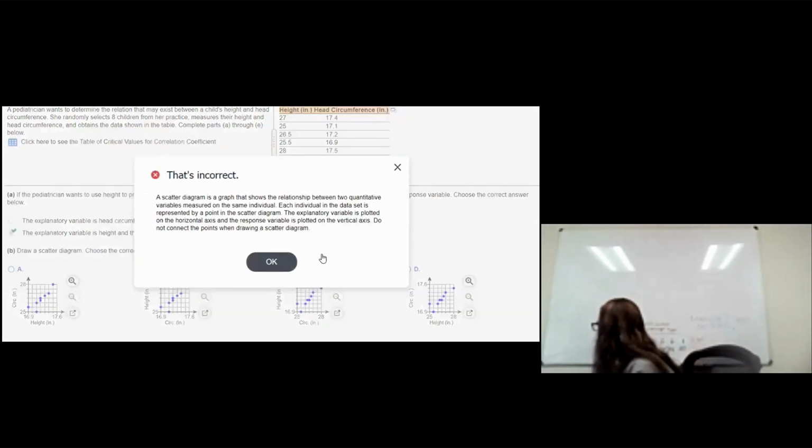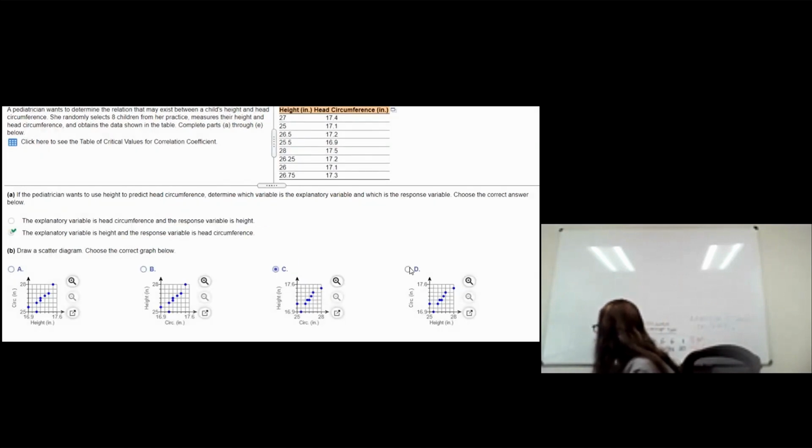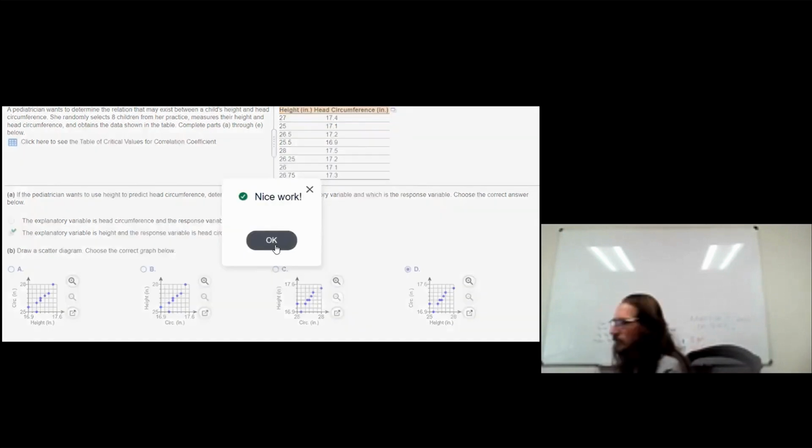So apparently I did not realize the advice I just gave. I just tried choice C. It did not like that choice. Choice D, it did.